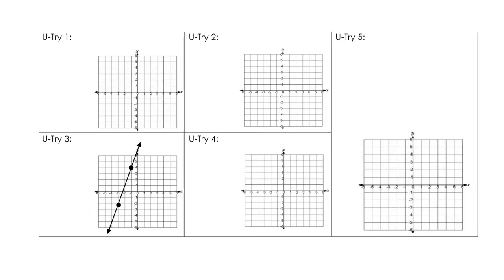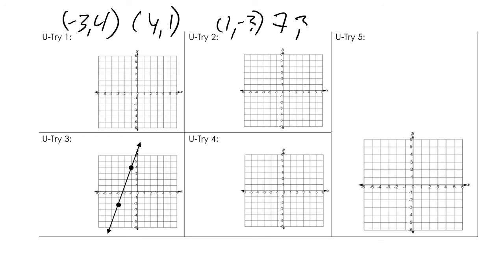All right, your U-tries. U-try number 1. Graph these points and figure out the slope. -3, 4, and 4, 1. Use the formula to figure out the slope. Check by graphing the lines, the points. All right, here's U-try number 2. 1, -3, and 7, 3.